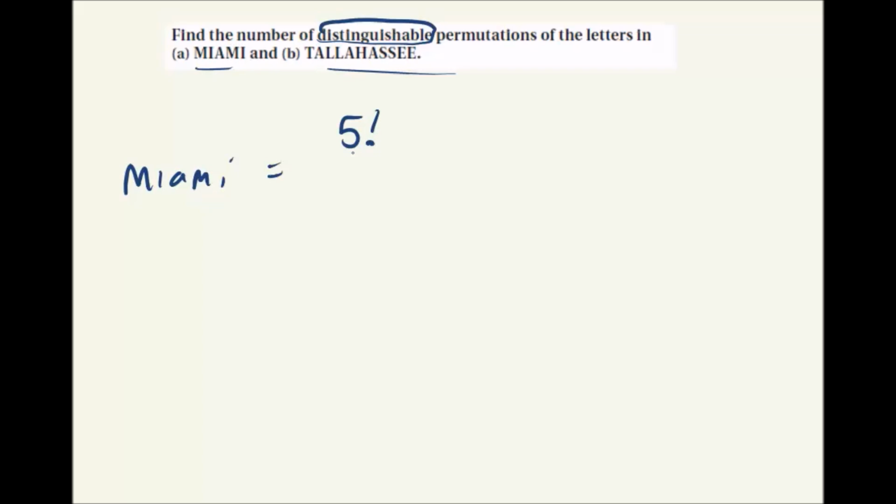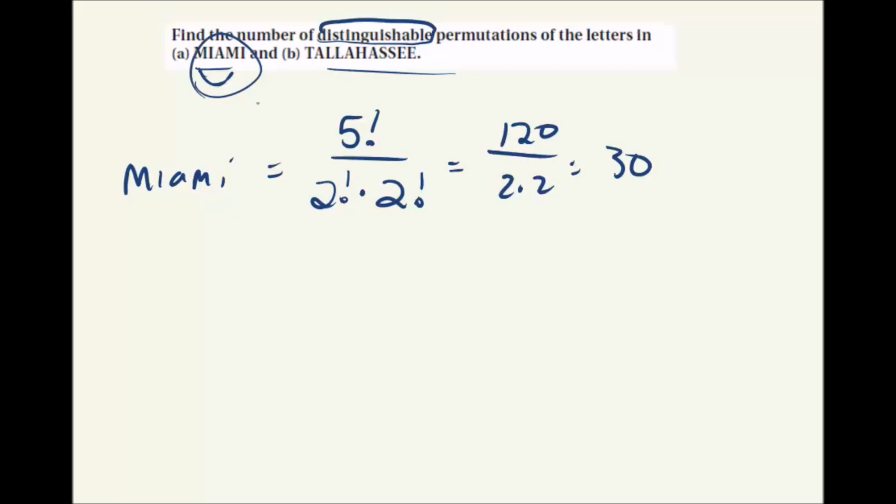So the way you solve this is, Miami has 5 letters total, divided by the things that repeat themselves. So M repeats itself twice, times I, which repeats itself twice. So you have 5 factorial divided by 2 factorial times 2 factorial, which is equal to 120 over 2 times 2, which is equal to 30. So there are 30 different ways to arrange the letters in Miami.